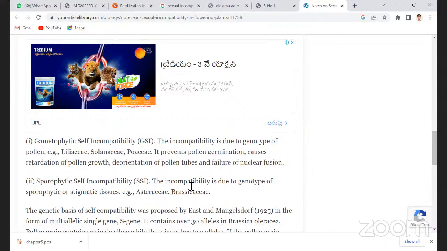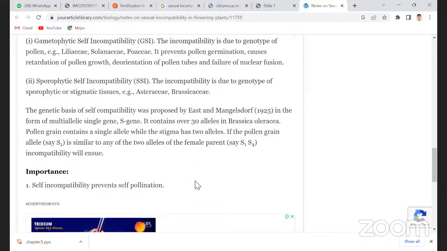Another one is the sporophytic self-incompatibility, SSI. The incompatibility is due to the genotype of the sporophytic or stigmatic tissues. Examples are Asteraceae and Brassicaceae. The genetic basis of self-incompatibility was produced by East and Mangelsdorf in 1925 in the form of a multi-allelic single gene, the S gene. It contains over 30 alleles in Brassica oleracea.